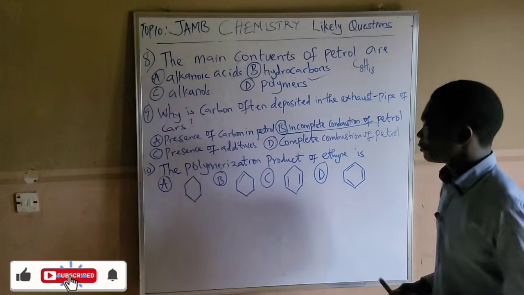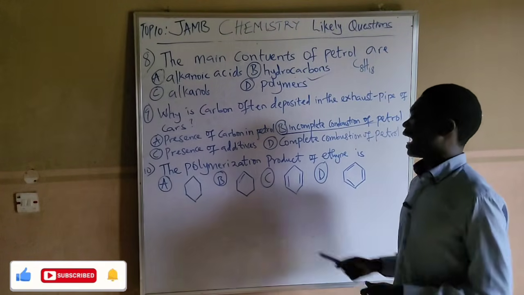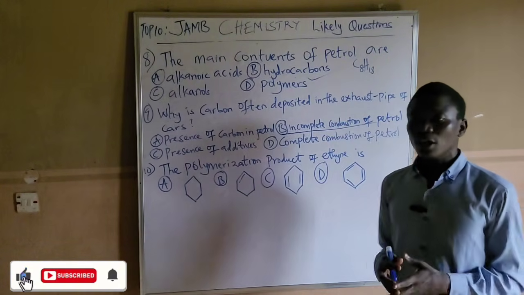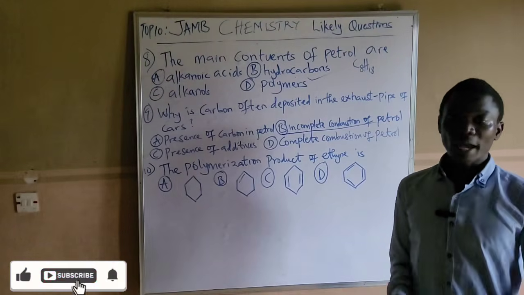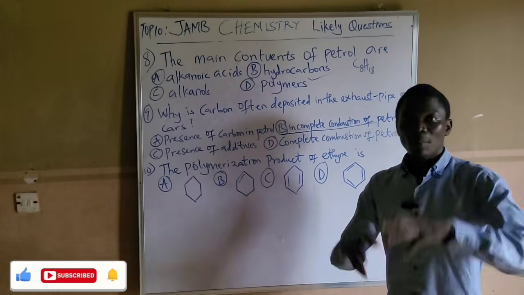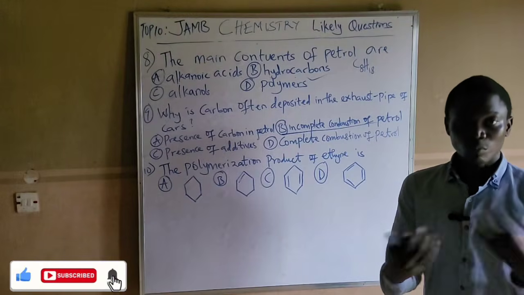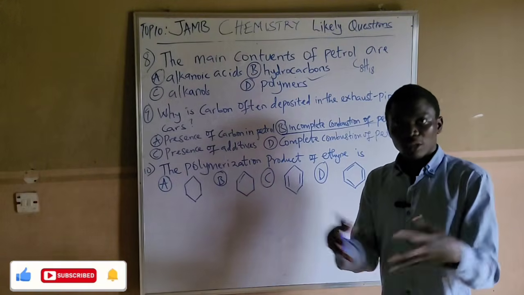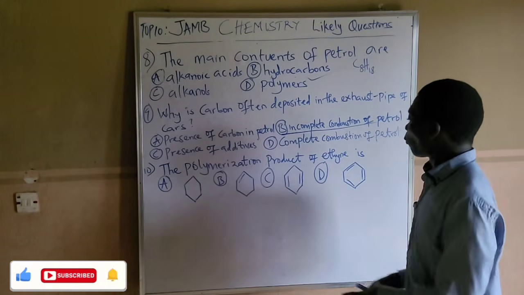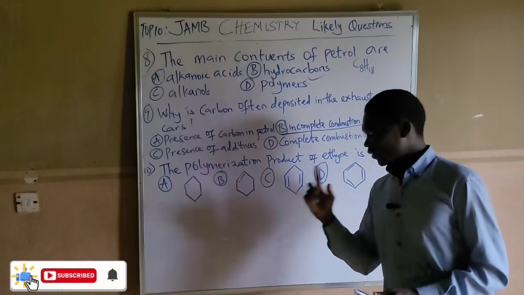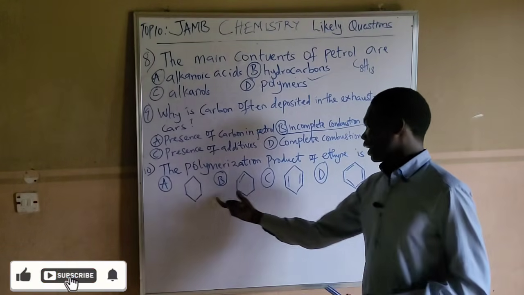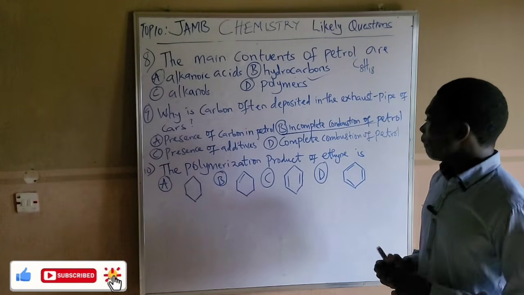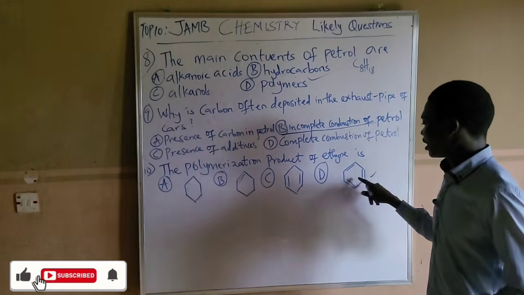And for question number 10, the polymerization product of ethyne is... now when you polymerize ethyne, what is the meaning of polymerization? Is it not when monomers come together to form a larger one? So that is polymerization, when monomers come together. So when monomers of ethyne come together, they will form what we refer to as benzene. But the funny thing is, can you identify benzene among the options that are given? The correct answer to that is this, the structure of benzene.